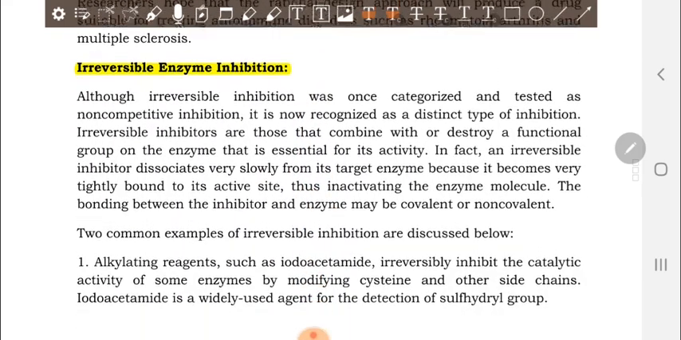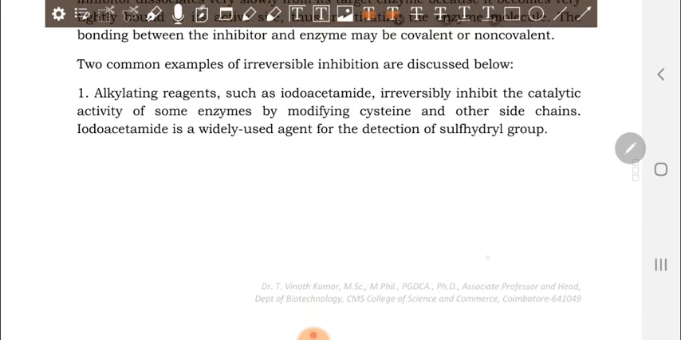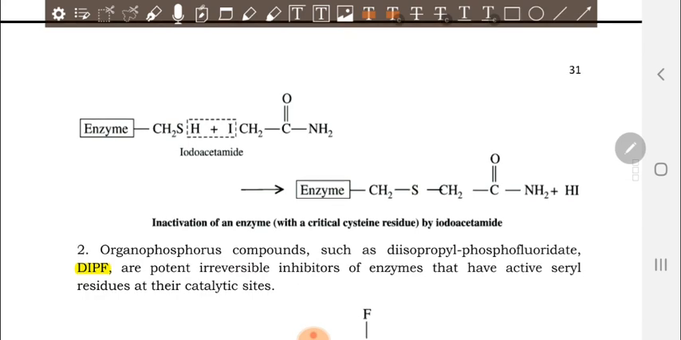Next, coming to the next type of inhibition, irreversible inhibition. Irreversible means once formed, that's all. There is no detachment from the enzyme. The enzyme is totally locked. A permanent covalent bond is formed.